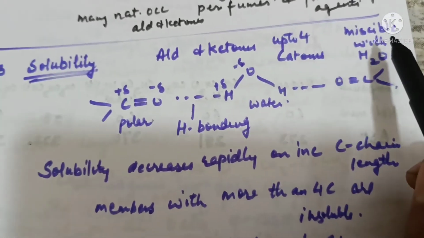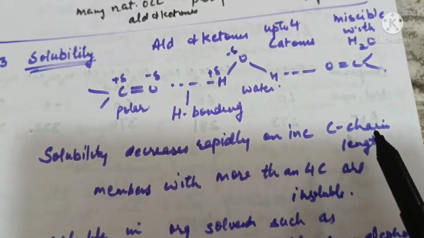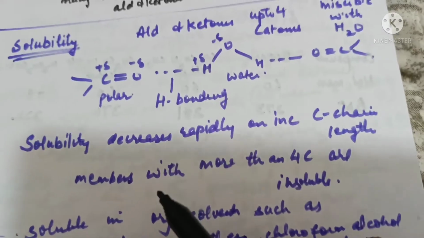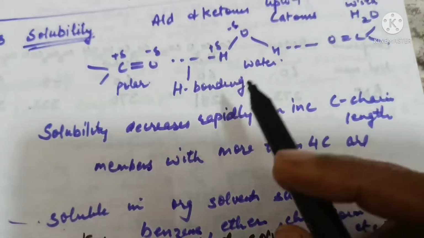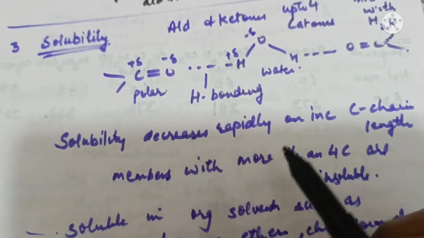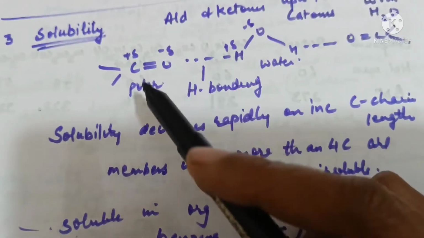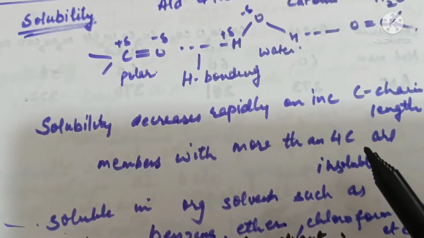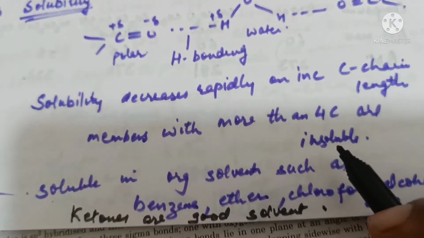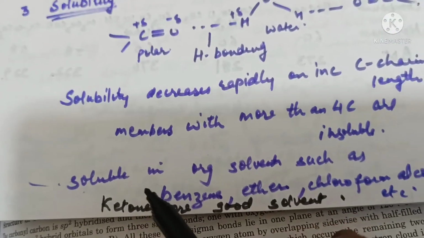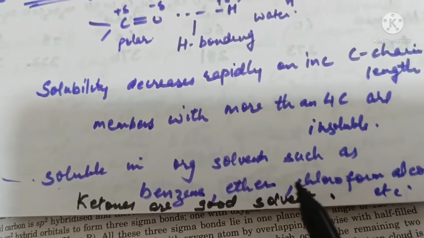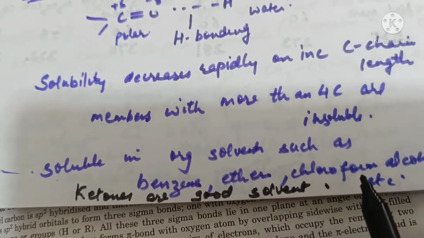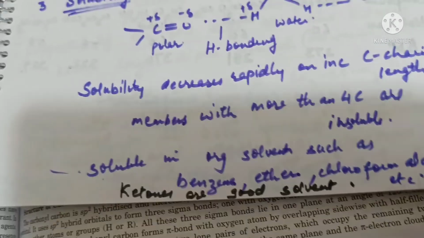But the solubility decreases with the increase in number of carbon atoms. This is because as the alkyl group increases, the bigger groups mask the smaller carbonyl group, and so hydrogen bonding becomes difficult. Aldehydes and ketones are soluble in organic solvents such as benzene, ether, chloroform, alcohols, etc. Ketones themselves are good solvents.